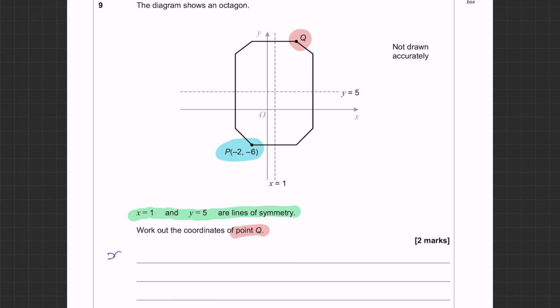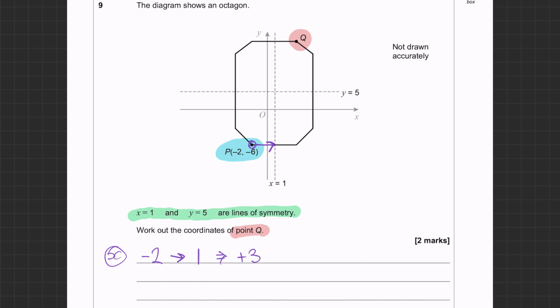So for the x coordinate, we start at -2. And then we're saying, how do we get from here to this line of x equals 1? Because the distance from here to here is the same distance from here to here. Well, from -2 to 1, what you have to do is add 3.